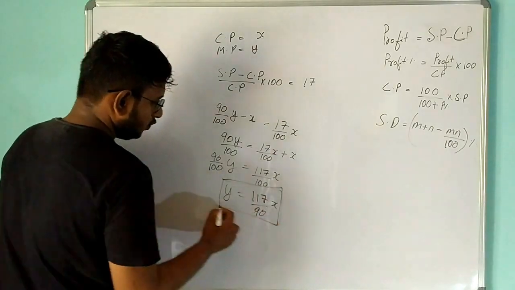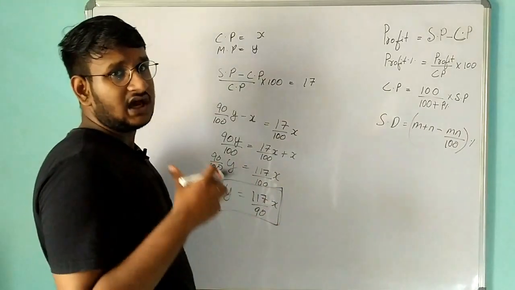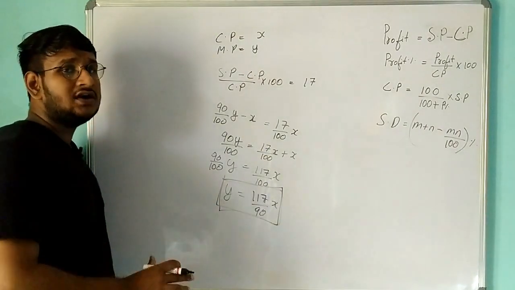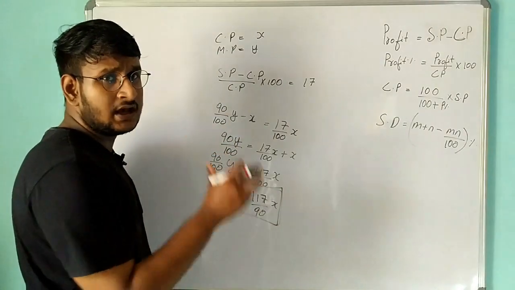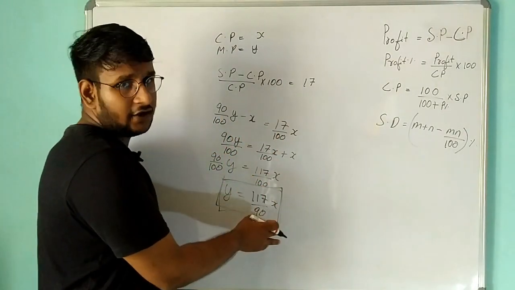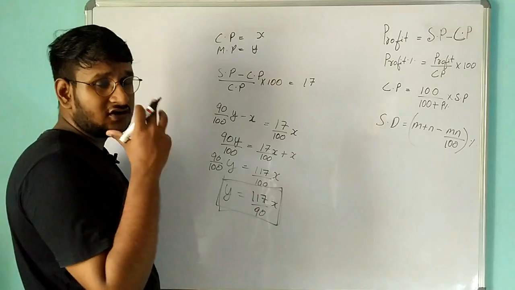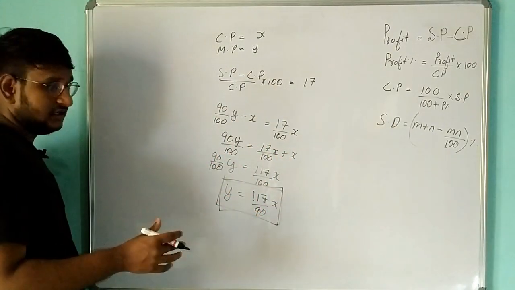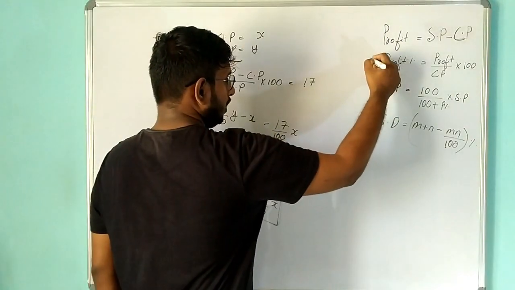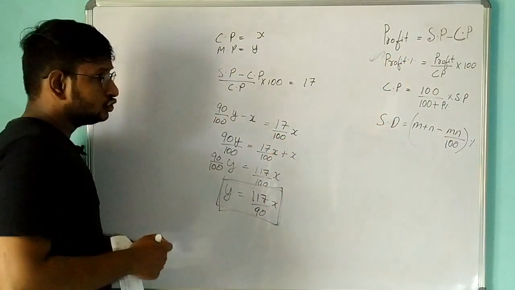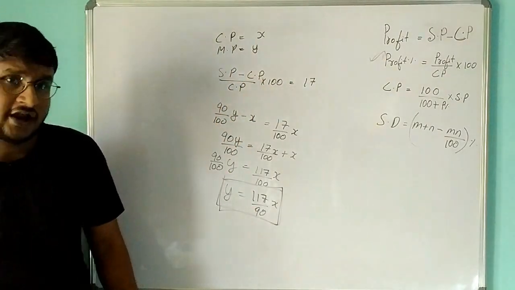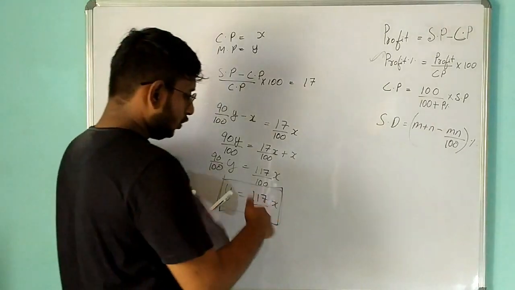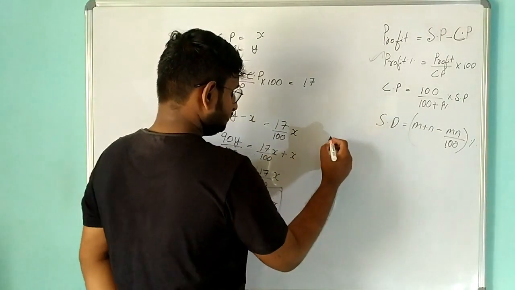Because they are asking us to find the profit percentage when he has sold the goods at its marked price. The marked price is y, so I have found what y is. Now I have to find the profit percentage. In order to find profit, I need selling price minus cost price. Here the selling price is y, and y is nothing but 117x divided by 90.